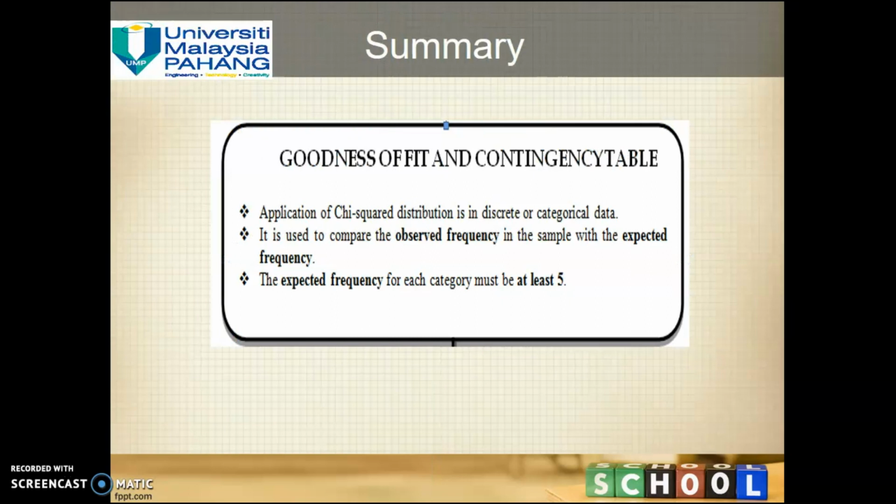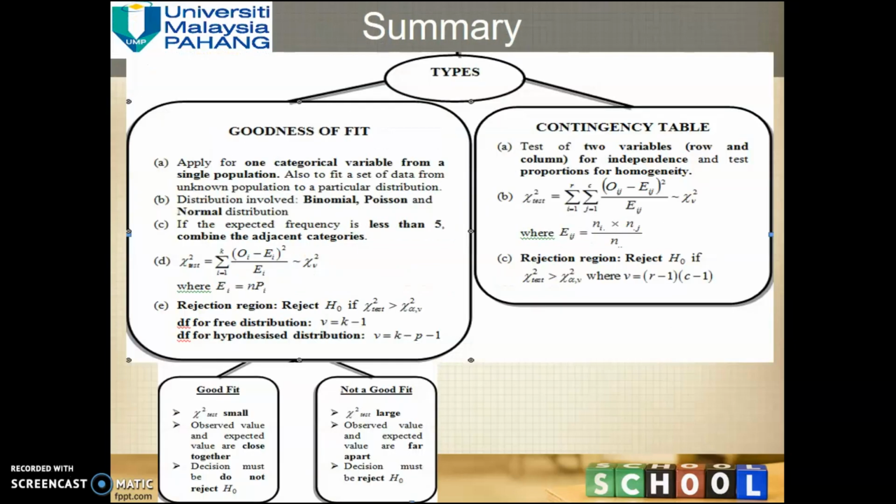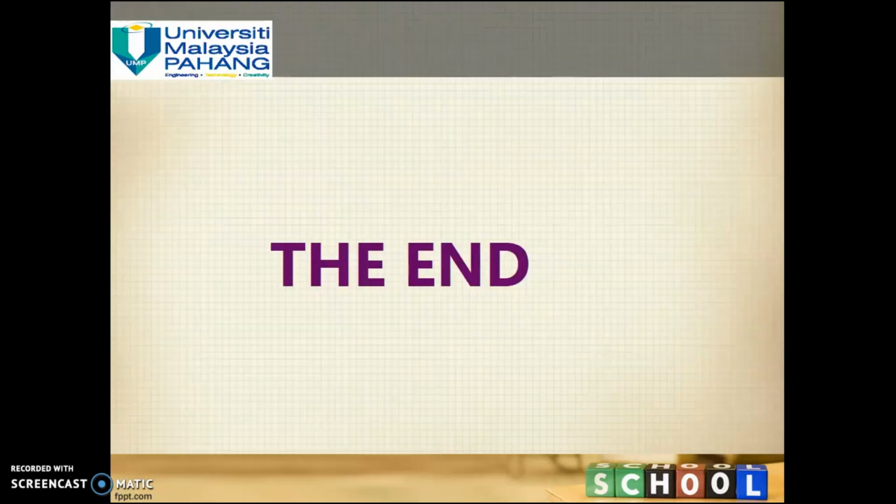Okay, sorry. This is a summary of the goodness of fit and contingency table. You can read it on your own. Basically, it just summarizes what we have discussed before. So that's the end of chapter 6.